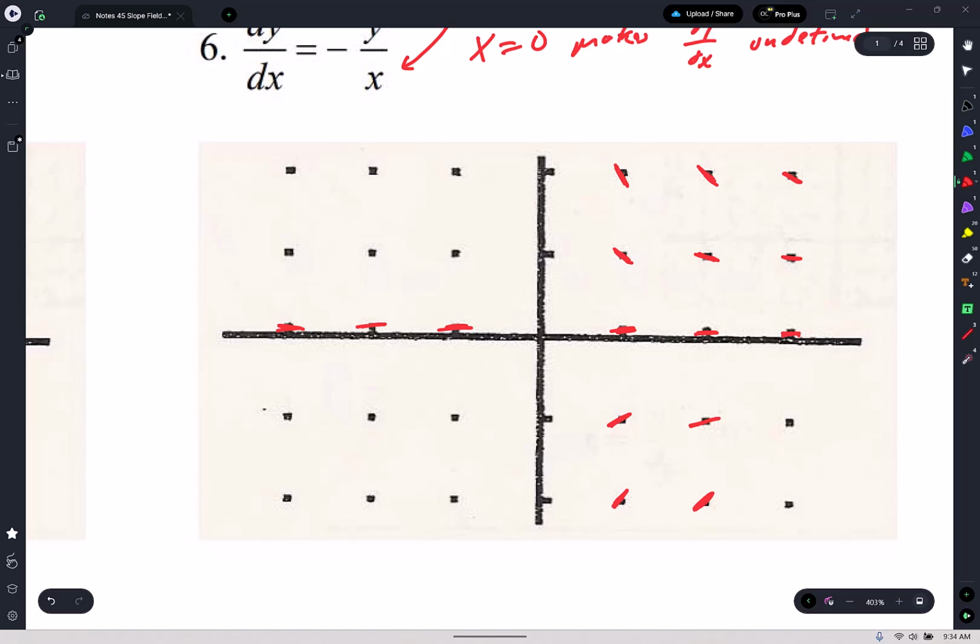Let's see, quadrant 4. I'm at (3, negative 1). So it's going to be a positive 1/3. And at (3, negative 2), that's a positive 2/3. So there it is, a little bigger than the one before. There it is. We finished quadrants 1 and 4, guys.